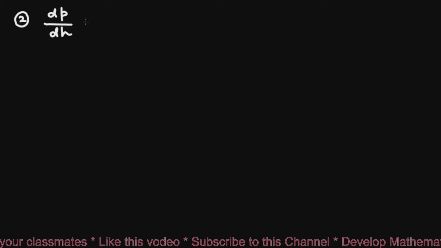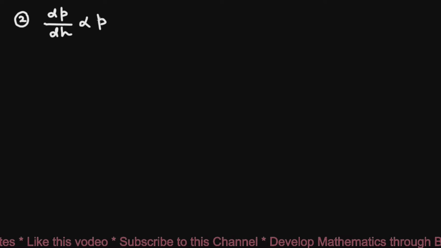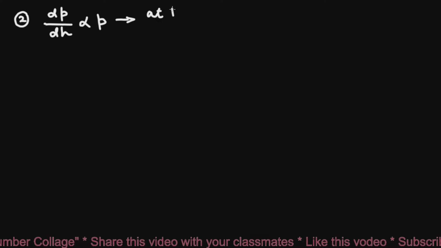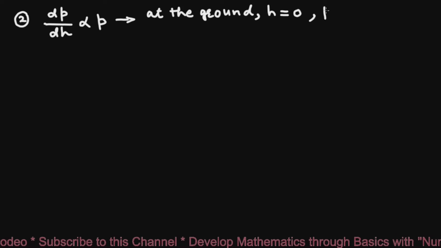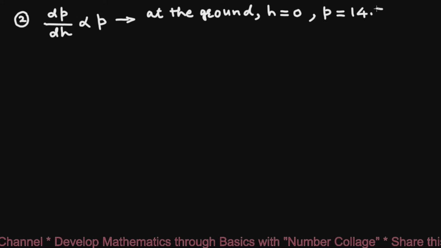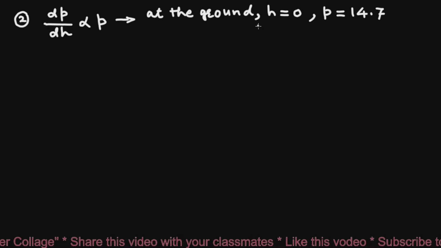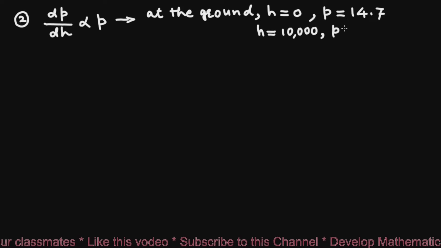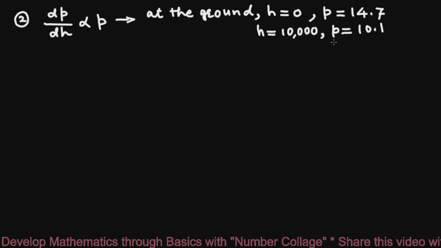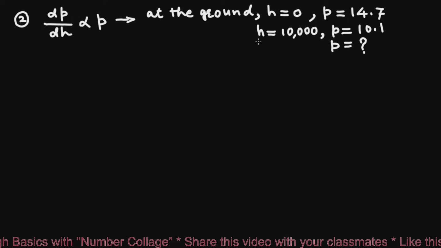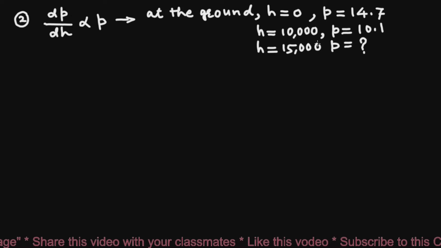In the second problem, it is given that the rate of change of atmospheric pressure P with altitude h is directly proportional to the atmospheric pressure P. At the ground, when altitude is 0 units, atmospheric pressure is 14.7 units. At the altitude of 10,000 units, pressure reduces to 10.1 units. What will be the atmospheric pressure at the altitude of 15,000 units?